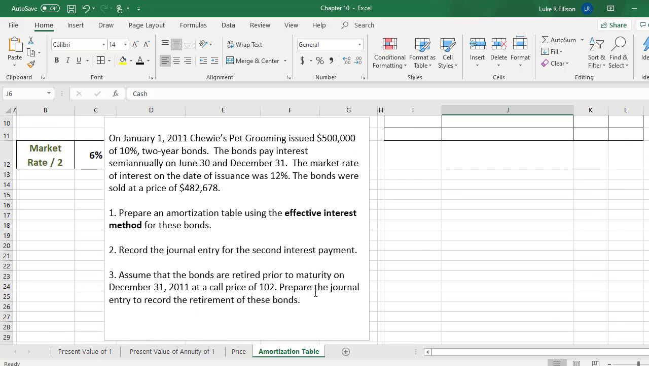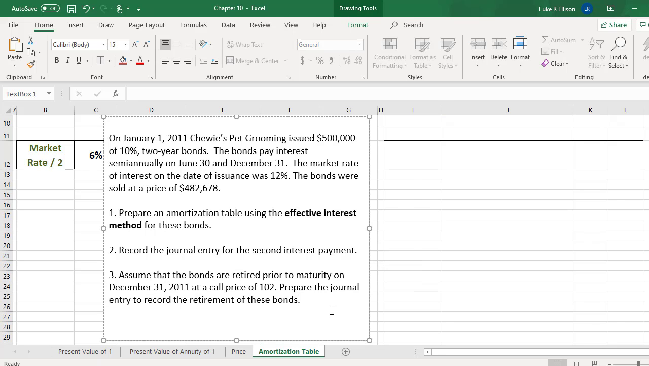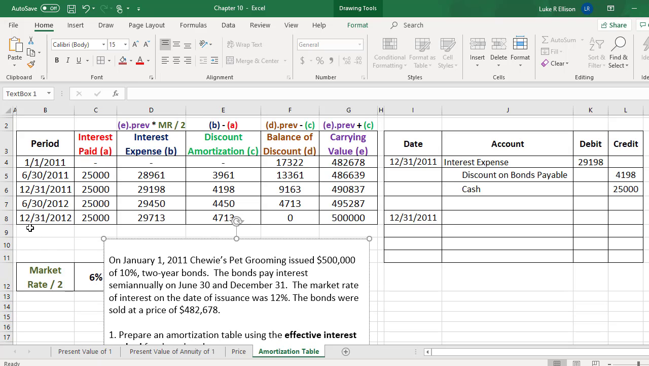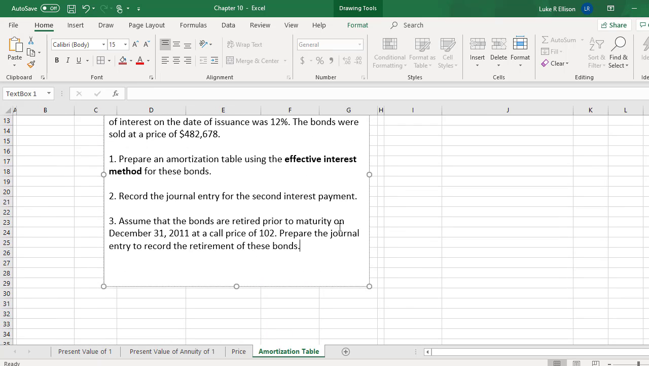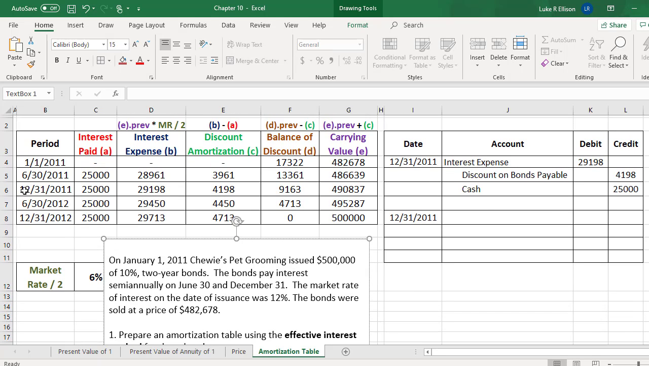So there's one final part, which is part 3 here, which says assume that the bonds are retired prior to maturity on December 31st, 2011 at a call price of 102. We need to prepare the journal entry to record the retirement of these bonds. So when you're calling a bond, that just means we're going to pay them off early. So instead of waiting until the end of the bond's life after 2 years to retire them, we're going to do that early on December 31st, 2011, which happens to be the same period we were doing the interest payment for previously.